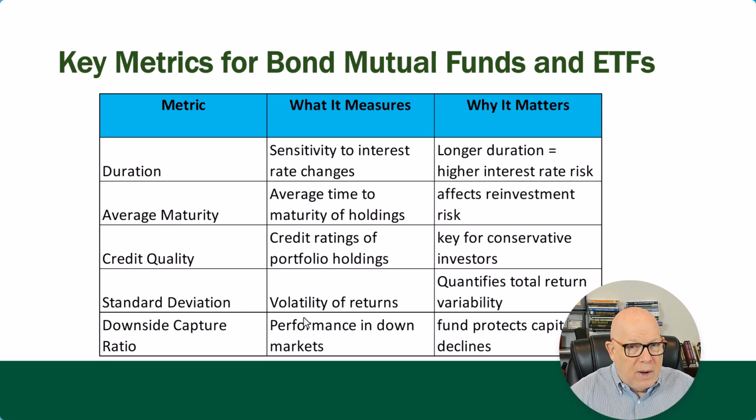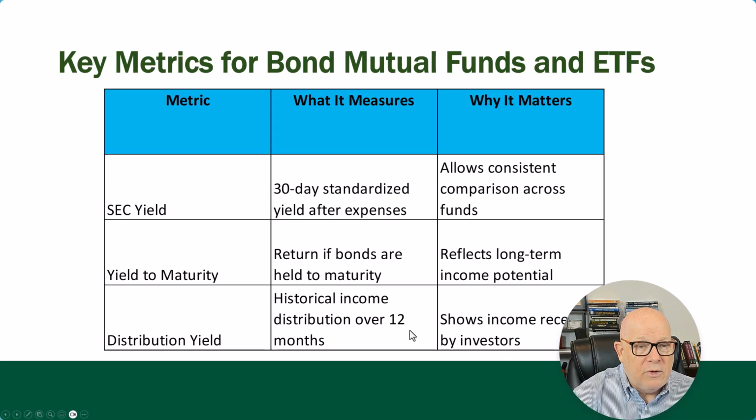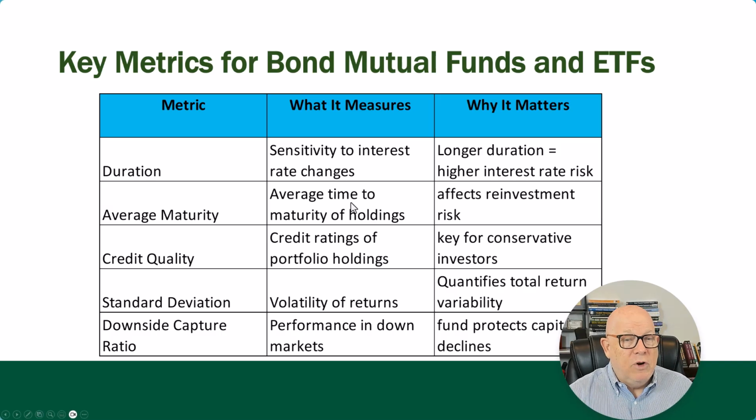But the higher the duration, the higher the interest rate sensitivity. So if you want to avoid fluctuations, then you may want to buy a bond fund with a slightly lower duration. It will be less sensitive to interest rate changes. Another way of looking at that is to look at the average maturity as an alternative to the mathematical duration calculation.